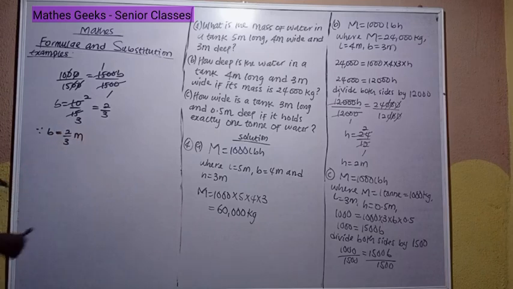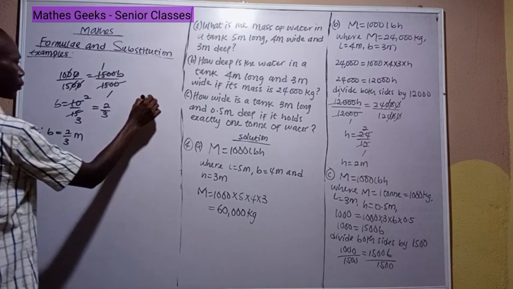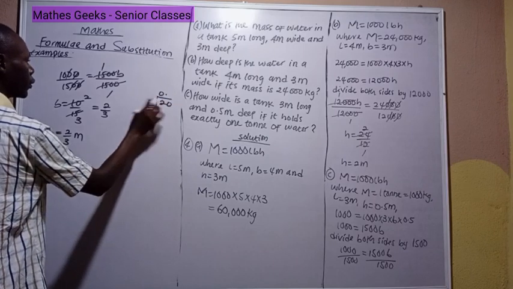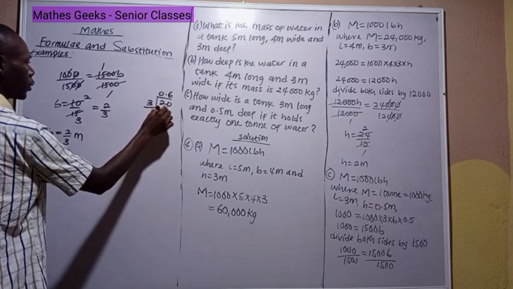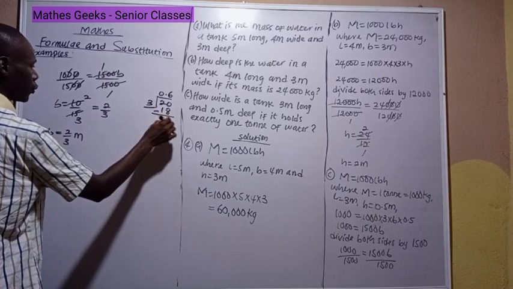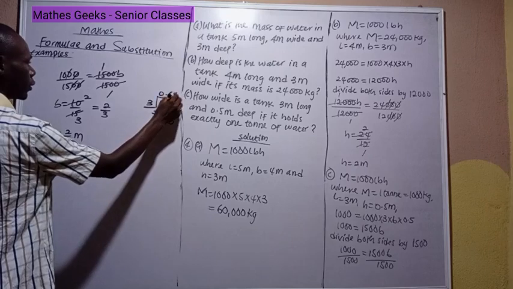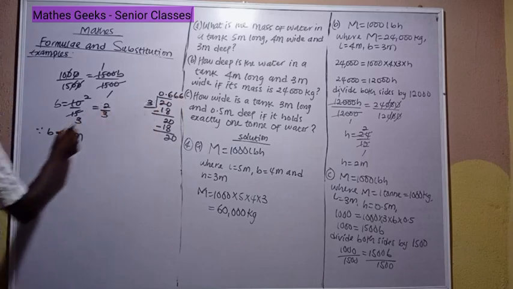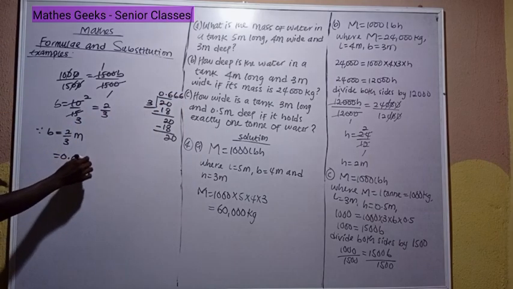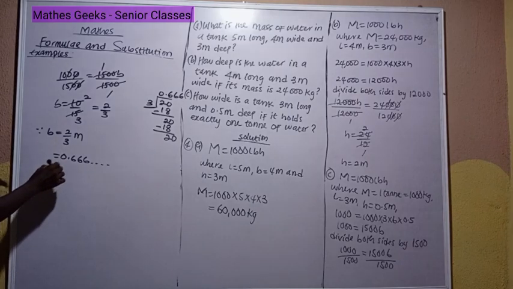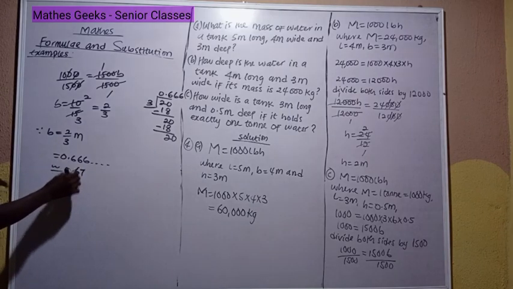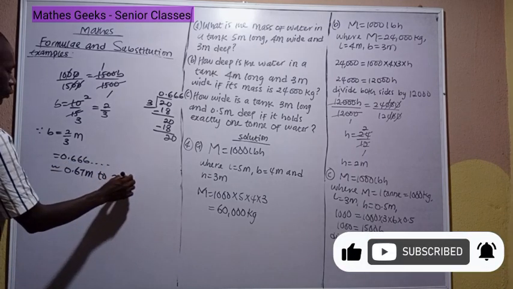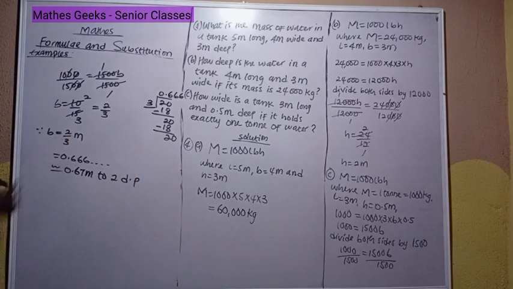Or if we divide 2 by 3: 3 into 2 is 0, 3 into 20 is 6, 6 times 3 is 18, and 2 remains, so we get 0.666. So if you approximate, 0.67 meters to 2 decimal places. So that's the value for B.